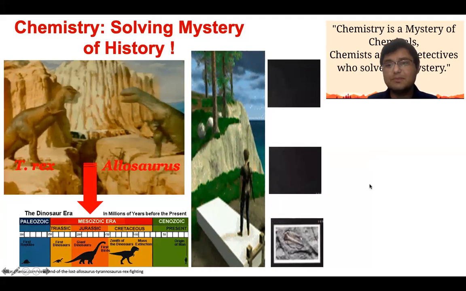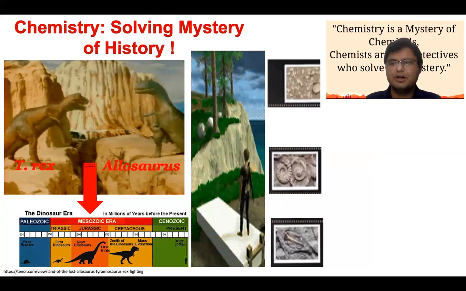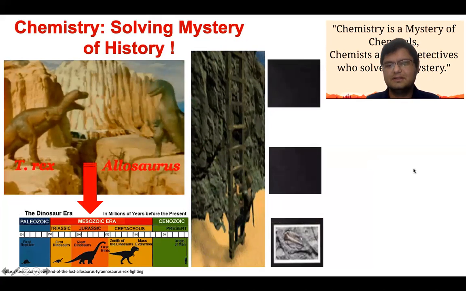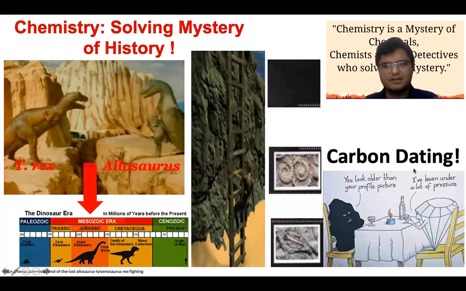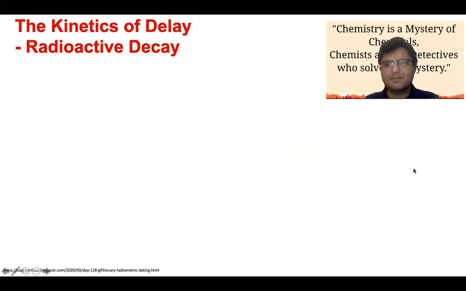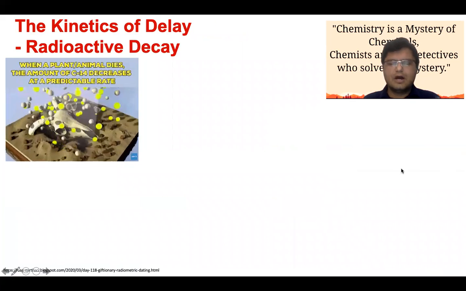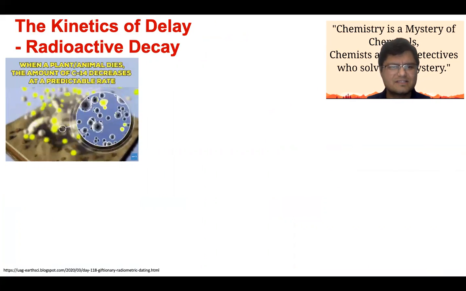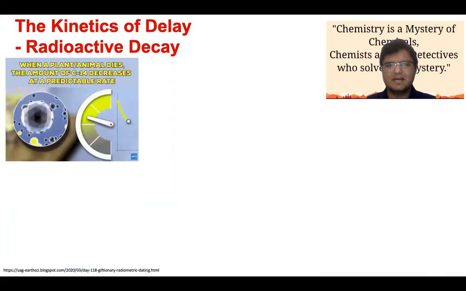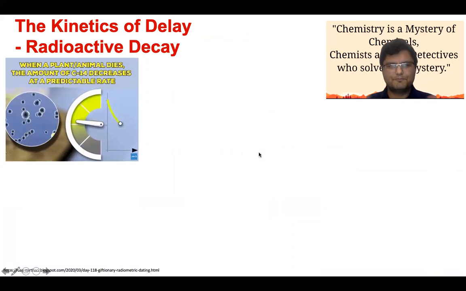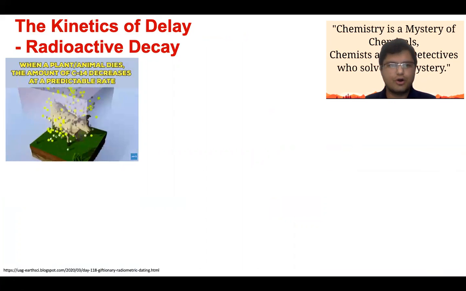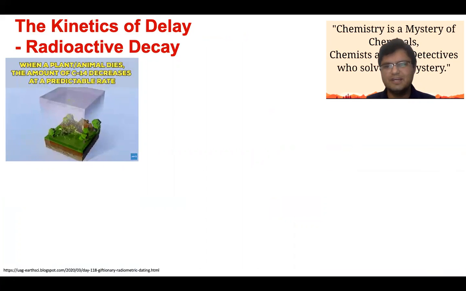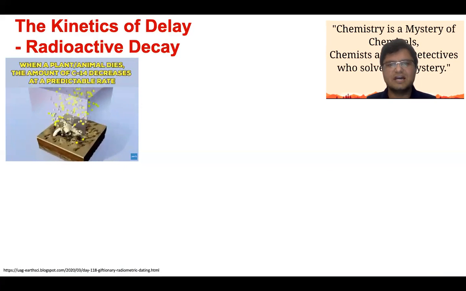But how do we estimate which fossil belongs to which era or epoch? The answer lies in carbon dating. Let's talk about the chemistry behind carbon dating. When any living organism dies, it disintegrates and eventually forms some kind of rock or soil and gets buried into the earth's crust over time.